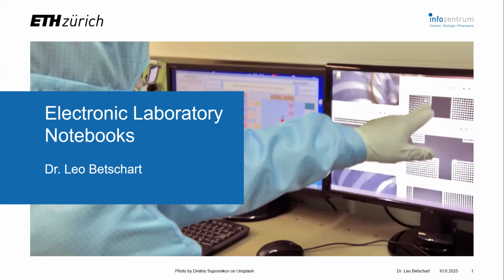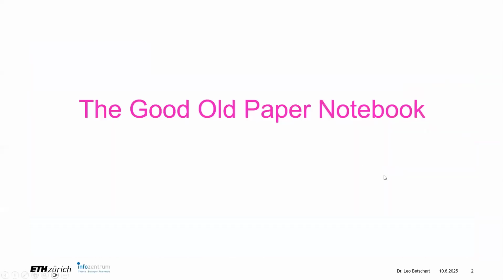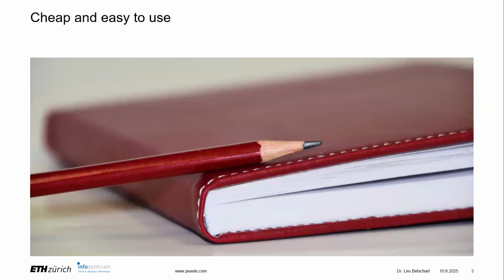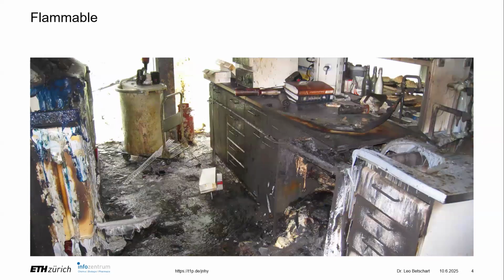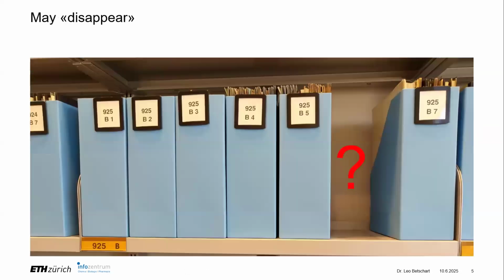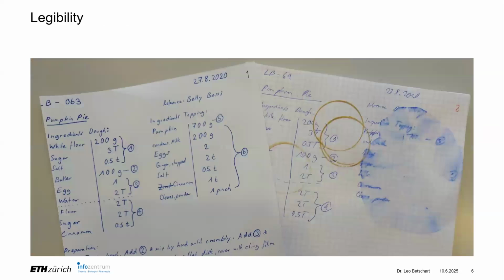I want to start out with maybe the classic way, which is, of course, the good old notebook on paper that many of us have been using or still are. It's cheap and easy to use. It's also very flammable. If you're lucky, it might survive the fire in your lab. It may disappear at the most important moments.